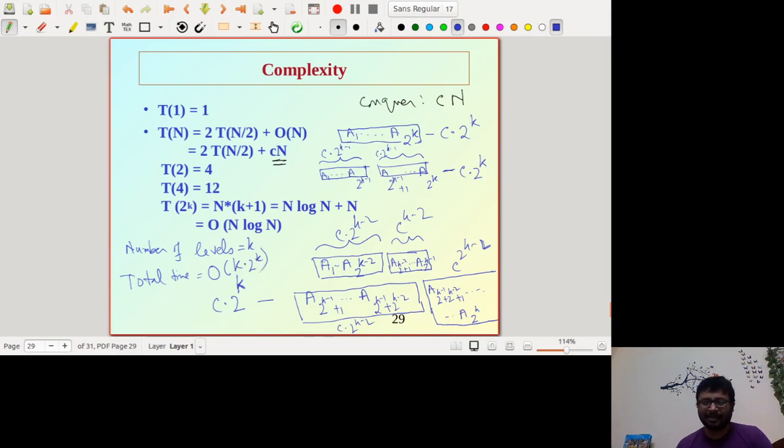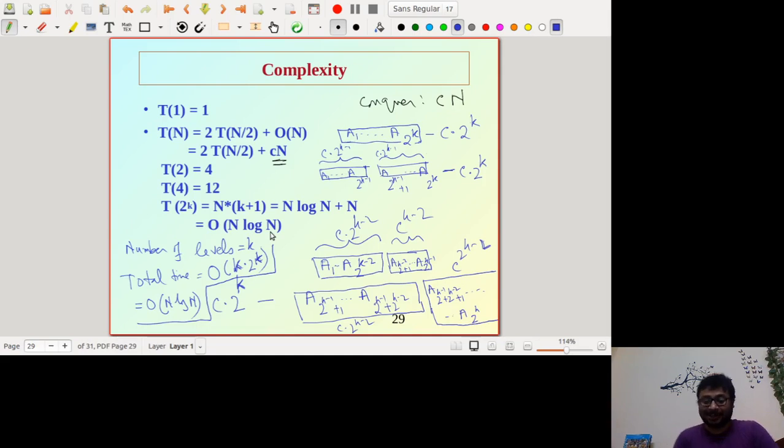Now what is K? N is equal to 2 power K, we said. So K is equal to log n to the base 2. So this runtime is really order n log n. So you have got an n log n time algorithm. Earlier we had an n squared time algorithm, and it's an improvement because log n grows much slower than n. So n log n grows slower than n times n. So we have improved this algorithm.